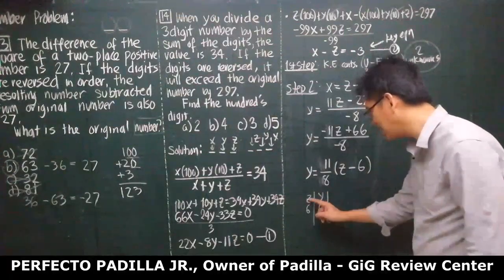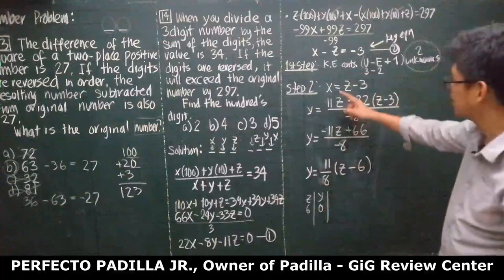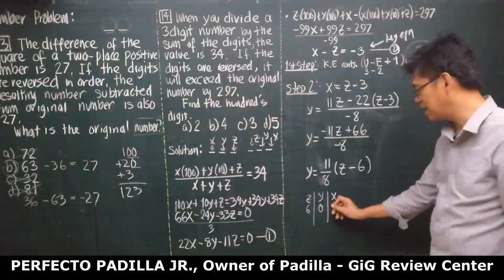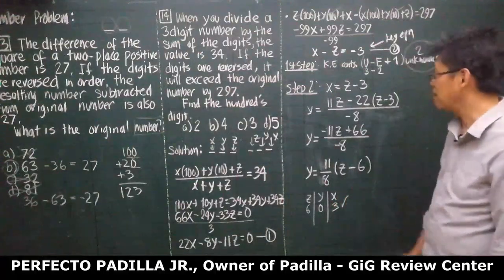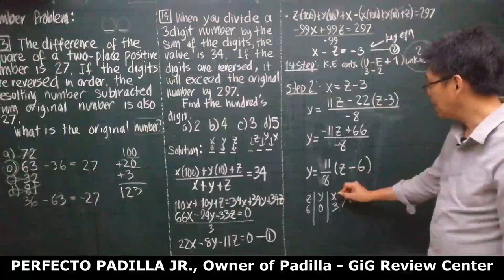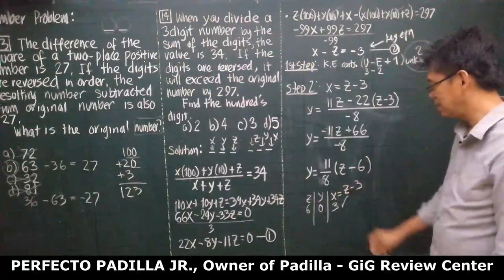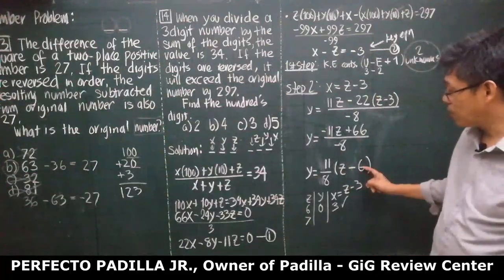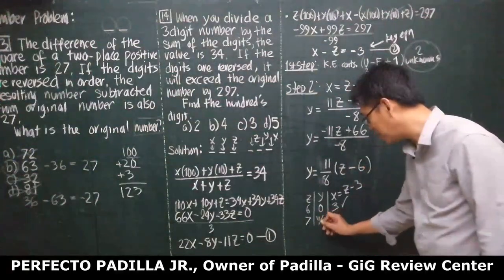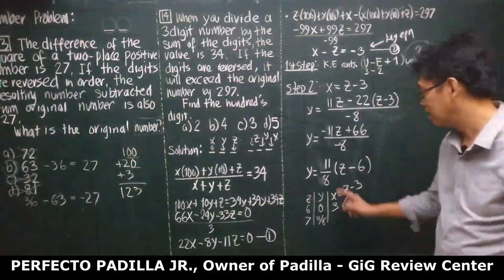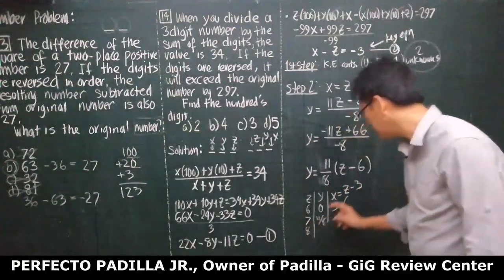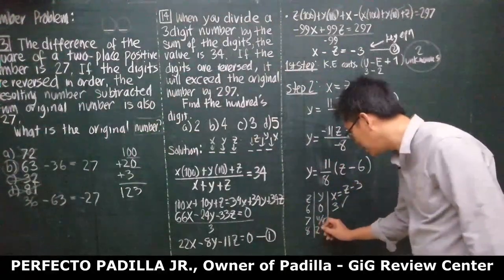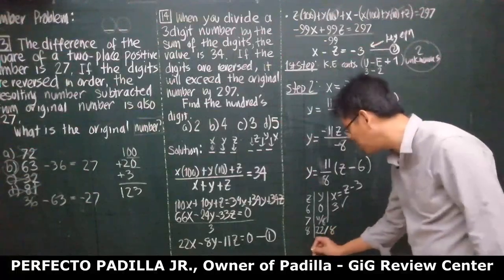Pero kung z is 6, y is 0, look here. Ano yung x natin? X is z minus 3. X is 3. Pwede. Tama? Galing sa equation na to. X is z minus 3. Pag yung z mo 7, 7 minus 6, 1. This is 11 over 8. Hindi siya whole number. Hindi pwede. When z is 8, this is 2. That would be 22 over 8. Hindi pa rin pwede. Kasi kailangan whole number.